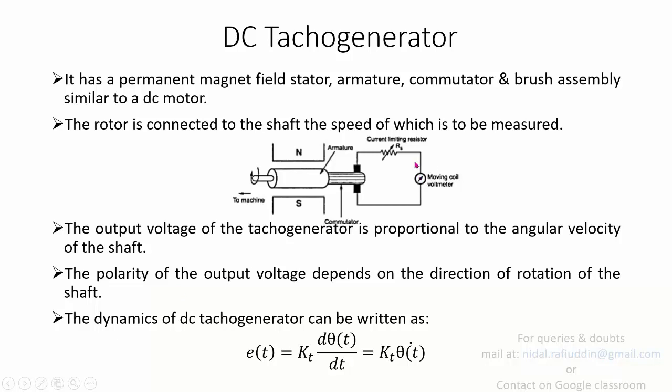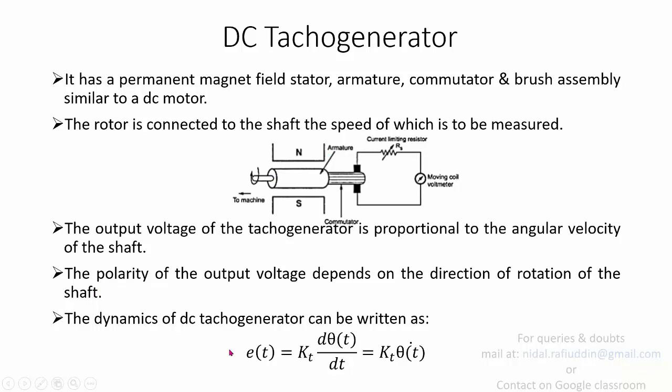The sign of the voltage which is being measured indicates the direction of movement of its shaft. So suppose that if the shaft rotating at clockwise will indicate positive voltage. If the shaft is being rotated anti-clockwise, in that case the voltmeter will indicate a negative voltage. So sign or the polarities of the voltage values will indicate the direction of rotation of the shaft.